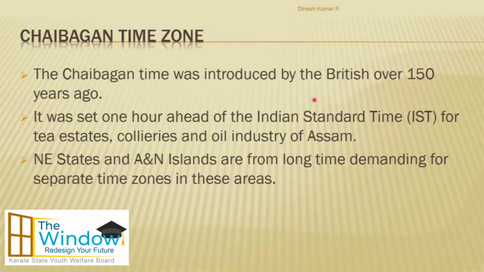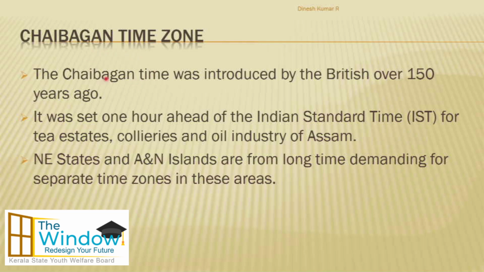So in India, during the British rule, they were using Chai Bagan time zone in the northeastern part of Arunachal and Assam area. Why? The main purpose of Britishers was exploitation, exploitation and exploitation. As a result of that, they clearly will ensure that the labor working in the Chai Bagan or the tea garden should work for the maximum time.